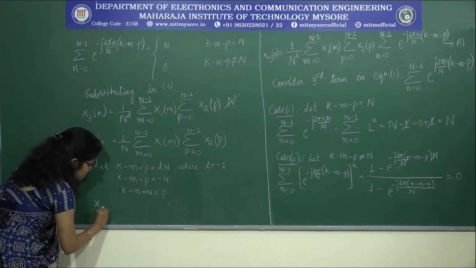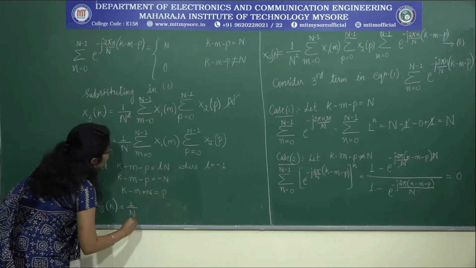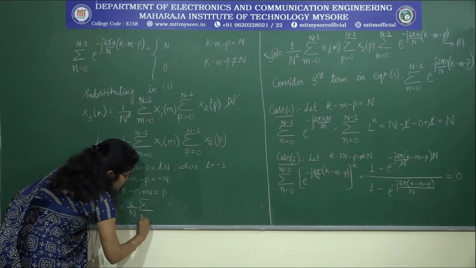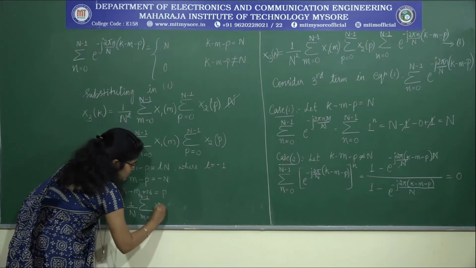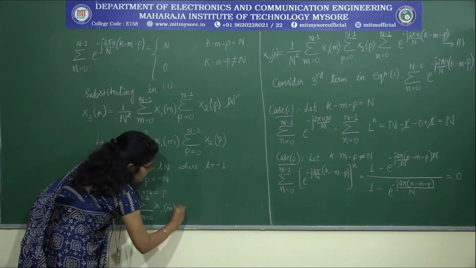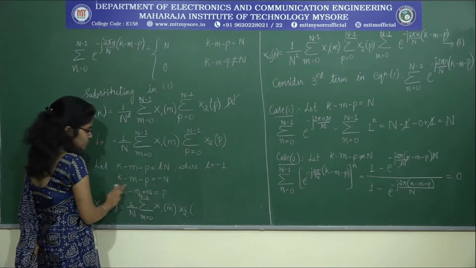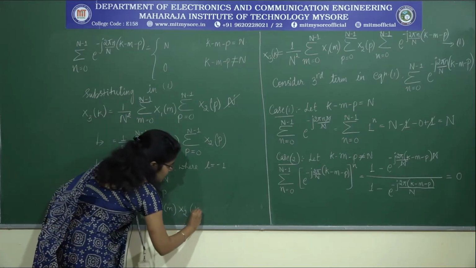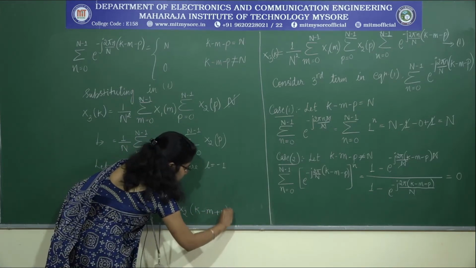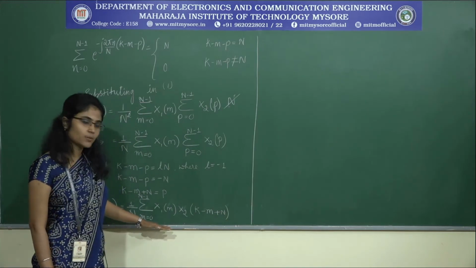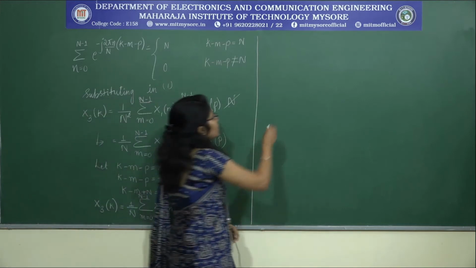Therefore x3 of k will be equal to 1 by n summation m ranges from 0 to n minus 1 x1 of m into x2 of, what is the substitution for p which we have taken? This one, that is k minus m plus n. Looking into this, the equation is similar to the circular convolution equation. So let us rewrite this and see what we are going to get.